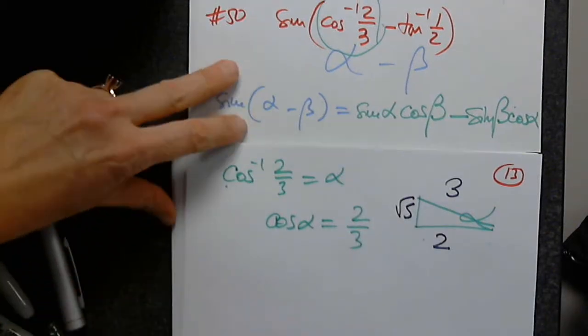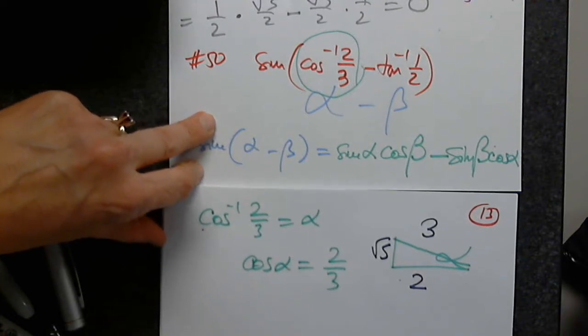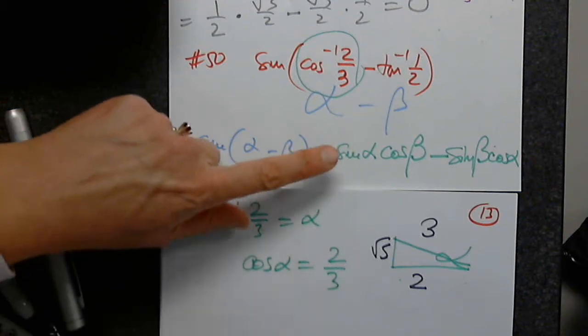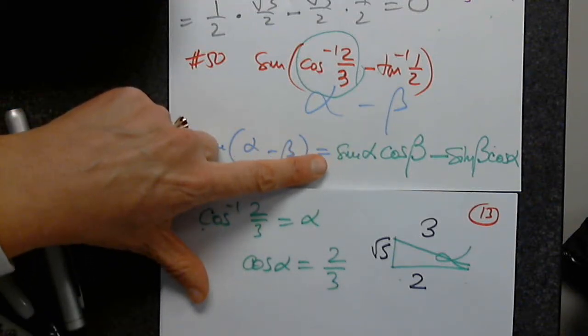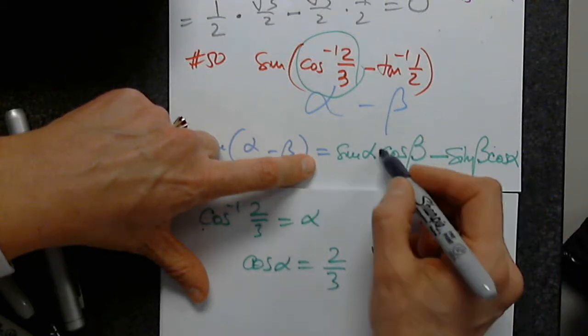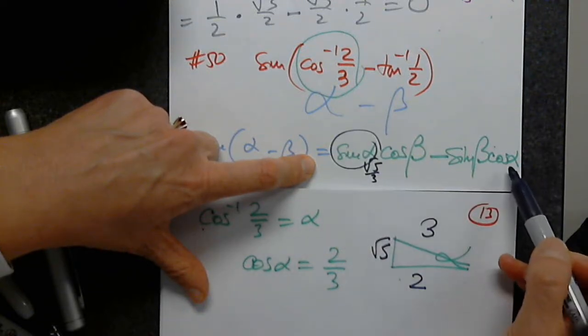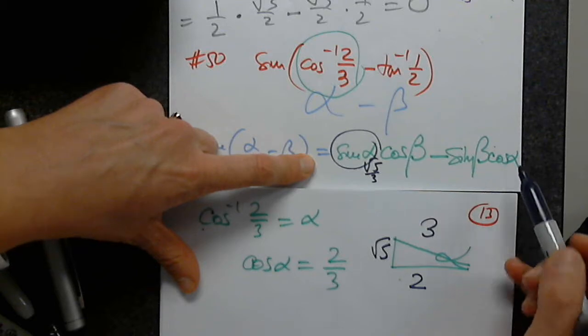So then I have 2 pieces of information already in the formula. What do I have? So I have sine alpha. What is sine alpha? And I have cosine alpha.